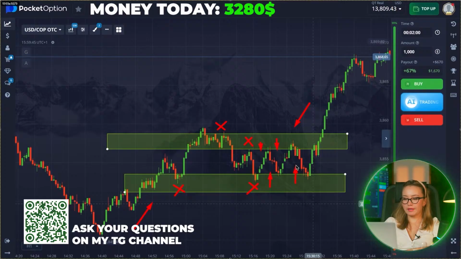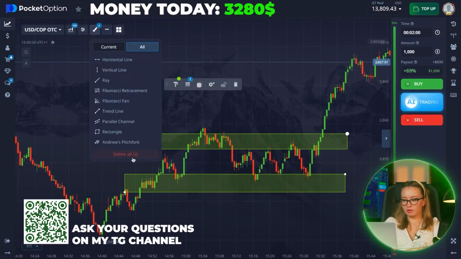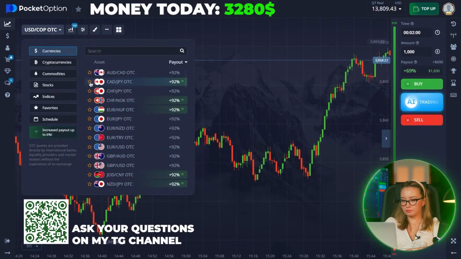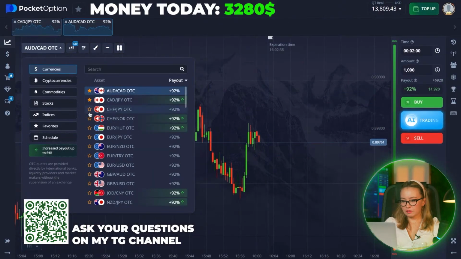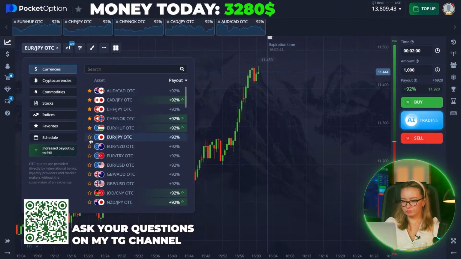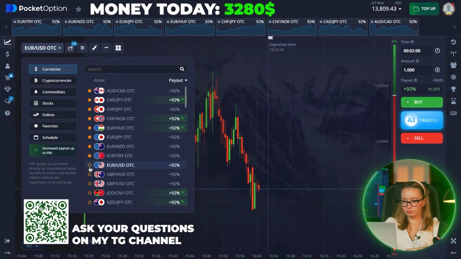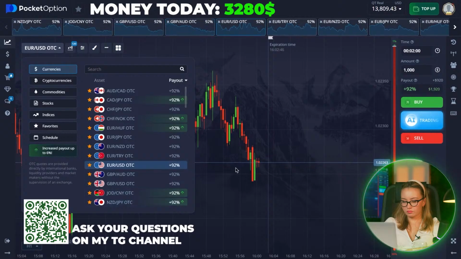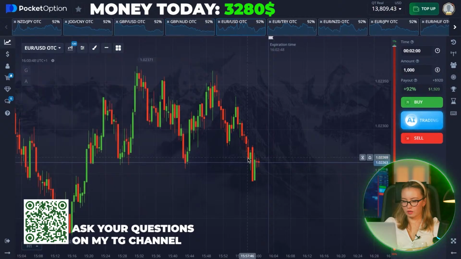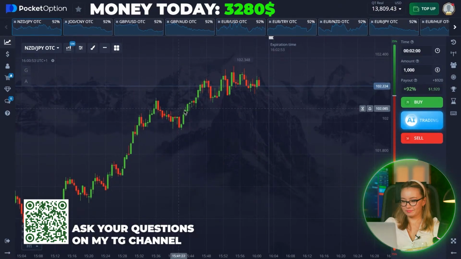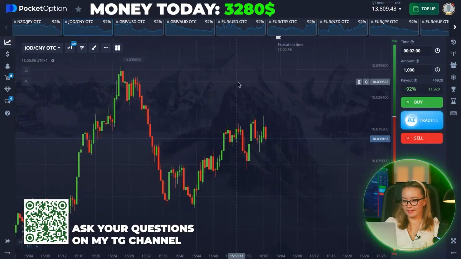Levels appear because market participants cluster in these zones. When the price approaches a level, we either buy or sell. Over time, market tension grows and the level loses its strength. Let's choose some currency pairs, and go look for some trading opportunities. Wish me good luck, guys.